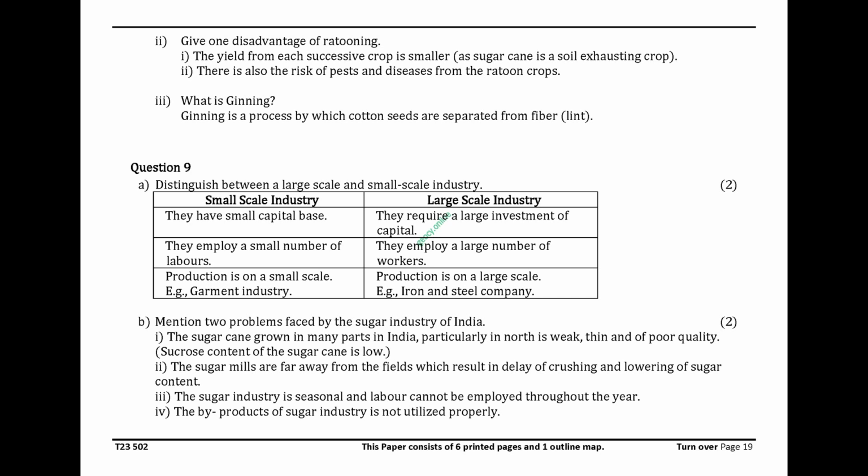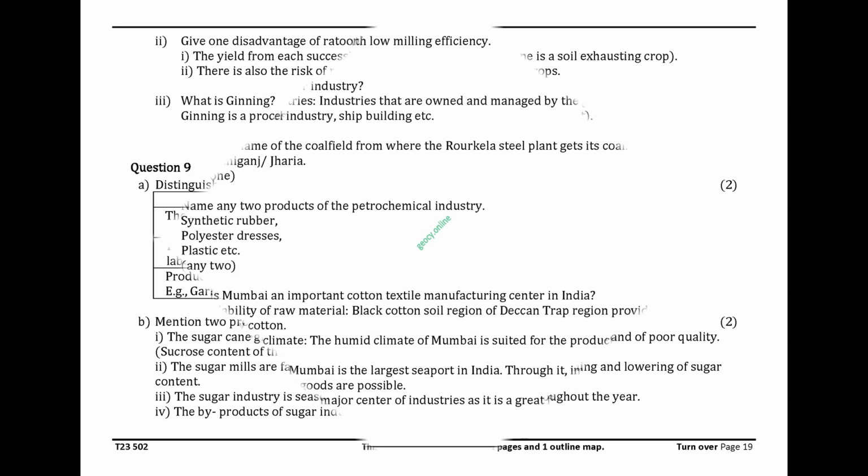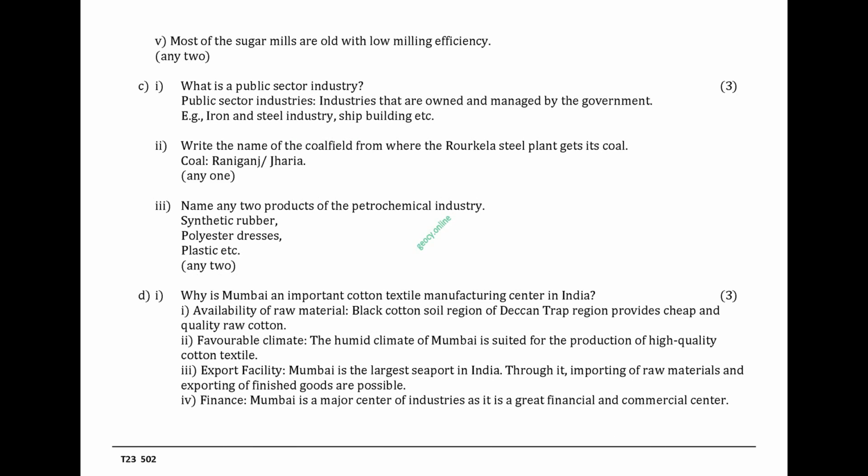The sugar cane grown in many parts in India, particularly in north, is weak, thin, and of poor quality. Sucrose content of the sugar cane is low. The sugar mills are far away from the fields, which result in delay of crushing and lowering of sugar content. The sugar industry is seasonal and labor cannot be employed throughout the year. The byproducts of sugar industry are not utilized properly. Most of the sugar mills are old with low milling efficiency. Any two.